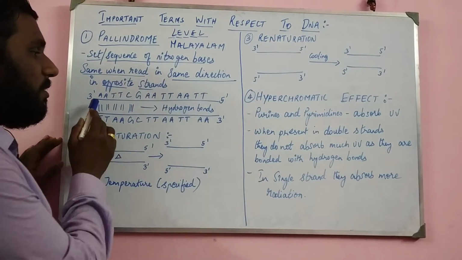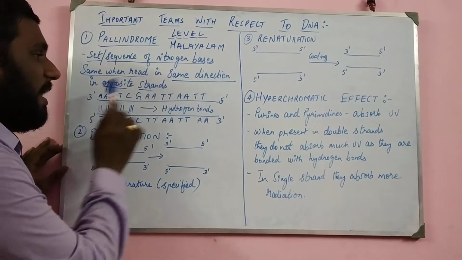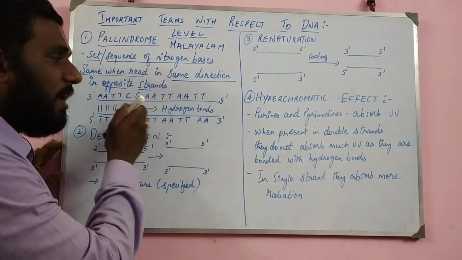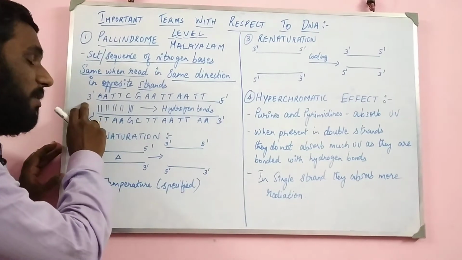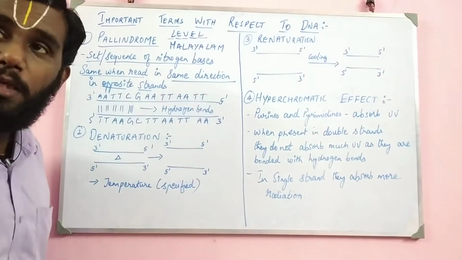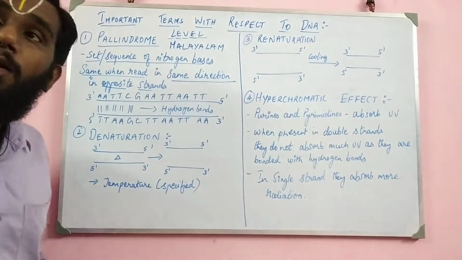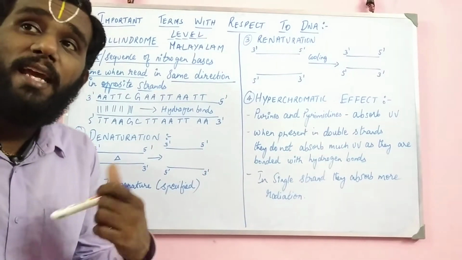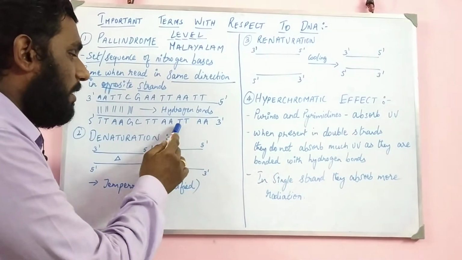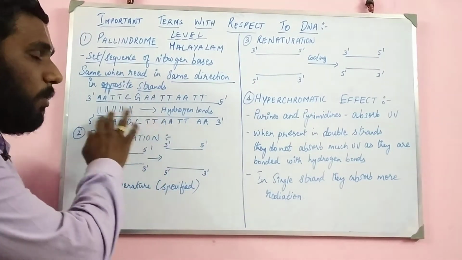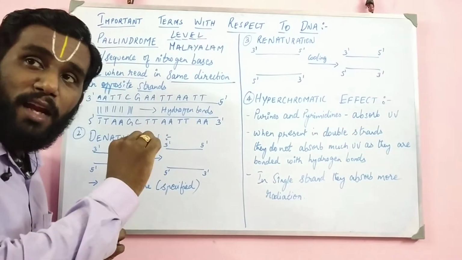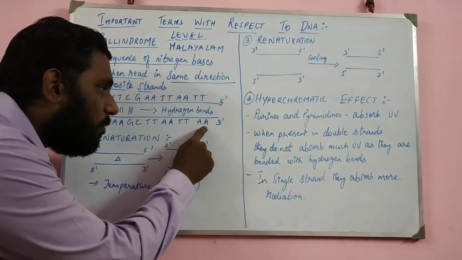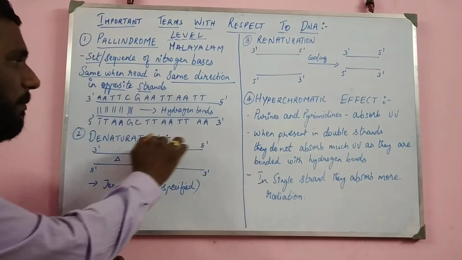What do I mean by that? Now just look at the strands given here, 3' to 5'. It is going to be A, A, T, T, C, G, A, A, and so on. Now again, since I am reading it from 3' to 5' in this direction, in the next strand also, I'll be reading from 3' to 5' direction. And here also it is going to be A, A, T, T, A, A, T, T, and so on. So if you look at the sequence of the nitrogenous bases, here it will be AATTCG, and here also AATTAAT. It's going to be the same.